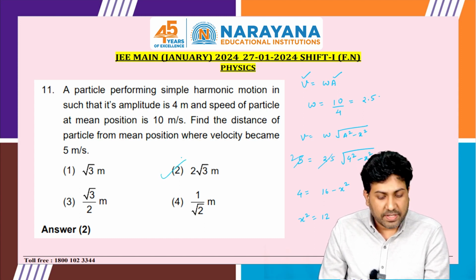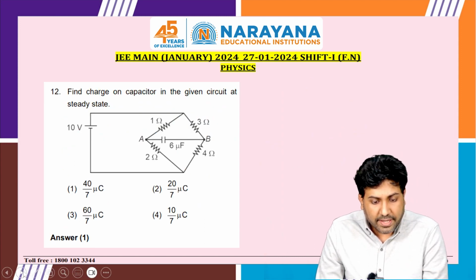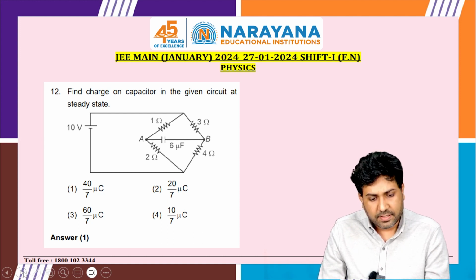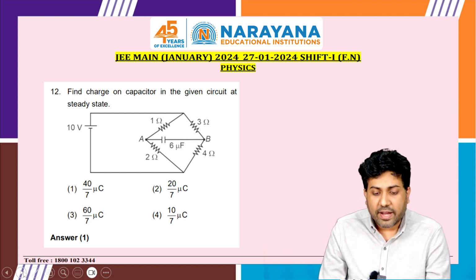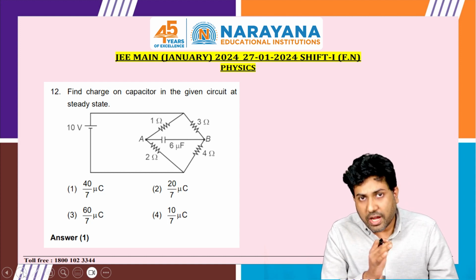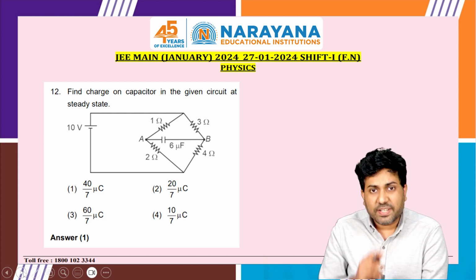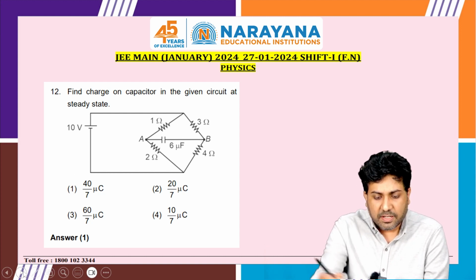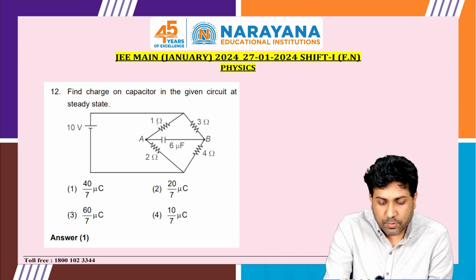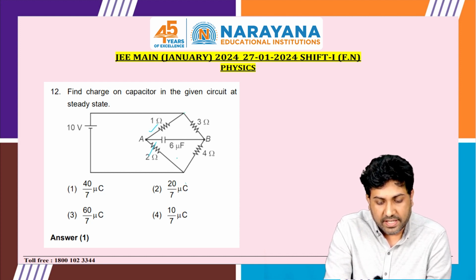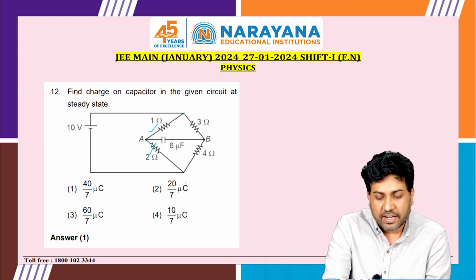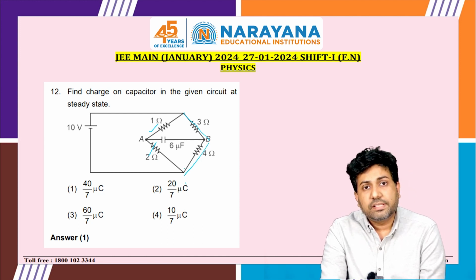Okay, let's move to the next question. Here, find the charge on the capacitor at steady state. You know, at steady state, the capacitor will behave like an open circuit. There will be no charge flowing through the capacitor. So in this question, at steady state, this 1 ohm and 2 ohm will be in series because there is no division of current here. And similarly, this two will be in series.